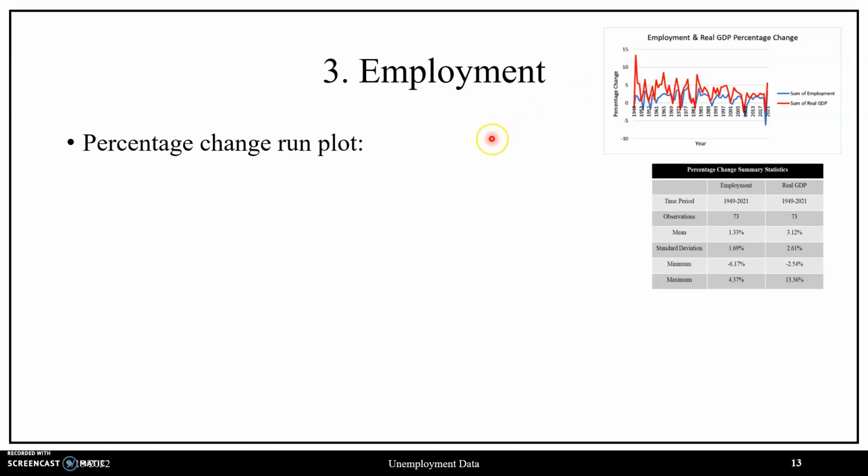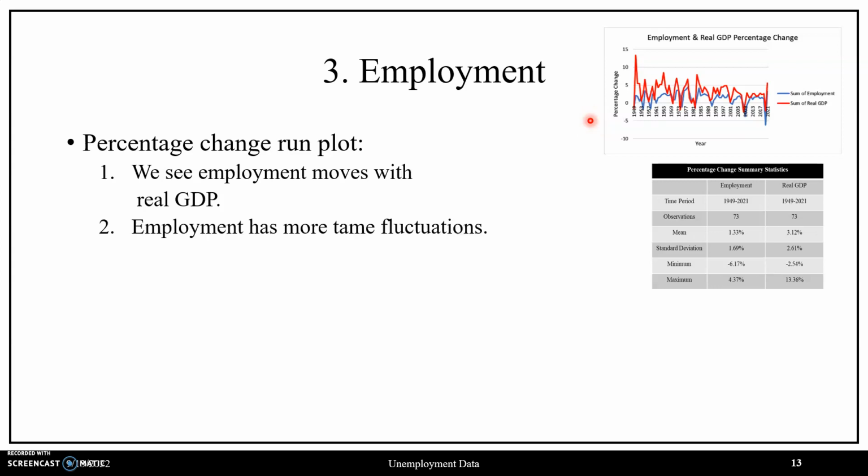Upon inspection of our percentage change run plot, in which the percentage change in real GDP is in red and employment is in blue, we see that the two variables seem to be moving with each other, and that if one is increasing, it seems to be the case that the other is as well. Same for a decrease. Furthermore, like what we saw with the labor force, it seems employment has slightly more tame fluctuations, and we could observe this with a smaller standard deviation as well when looking at our summary statistics.